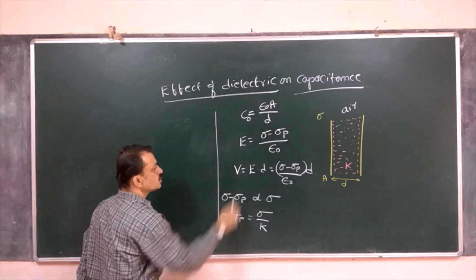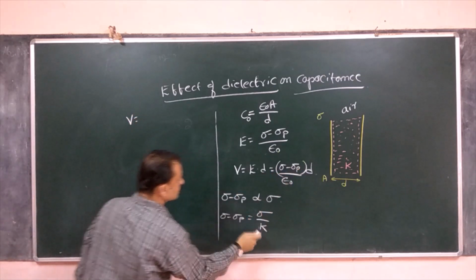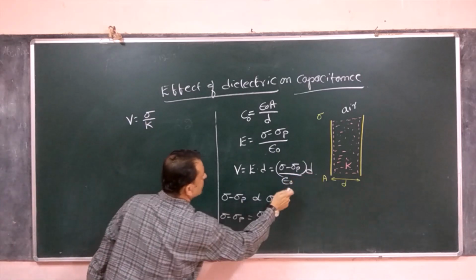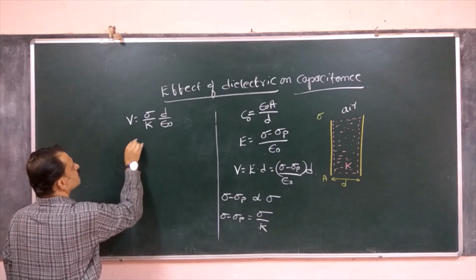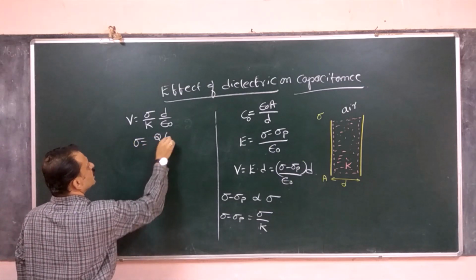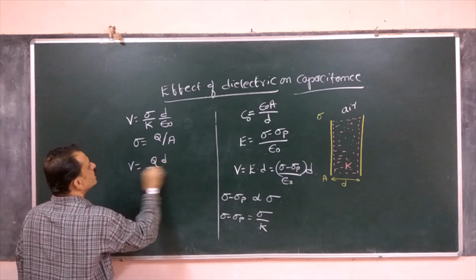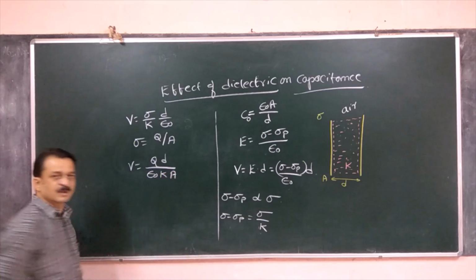Now that I substitute here, V is equal to sigma minus sigma p, that is sigma by k, into d divided by epsilon naught. We know that sigma is charge per unit area. If I substitute that, I get q d divided by epsilon naught k A.